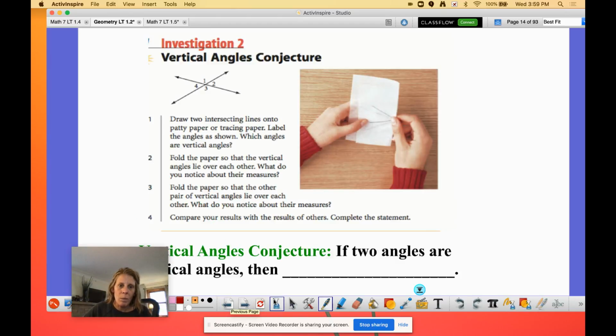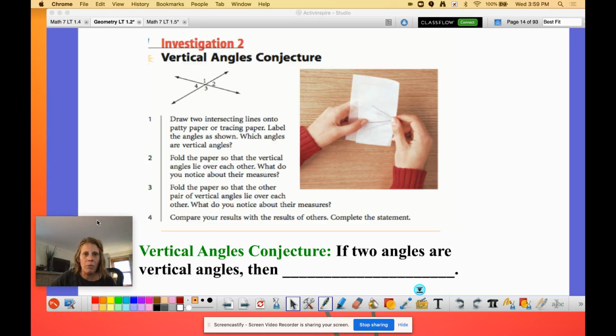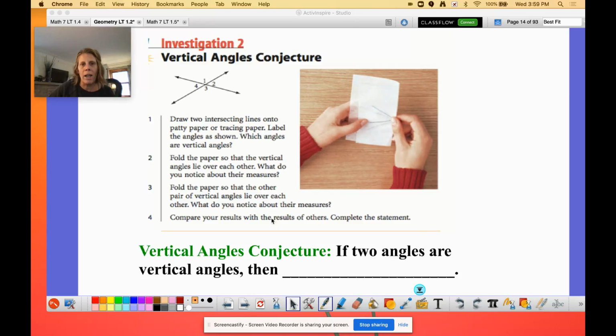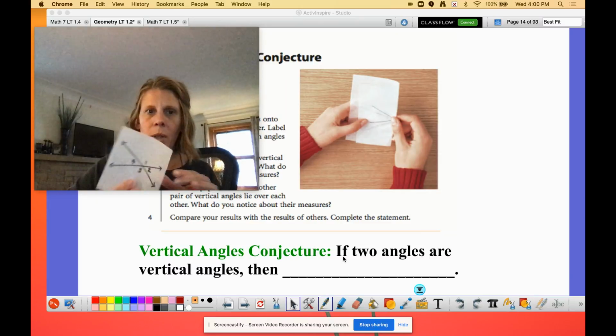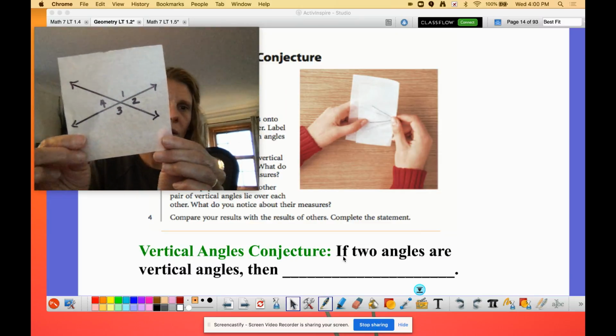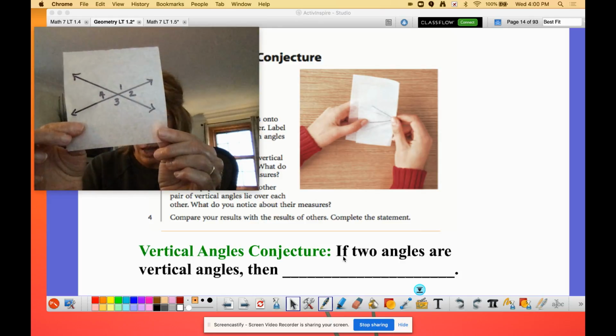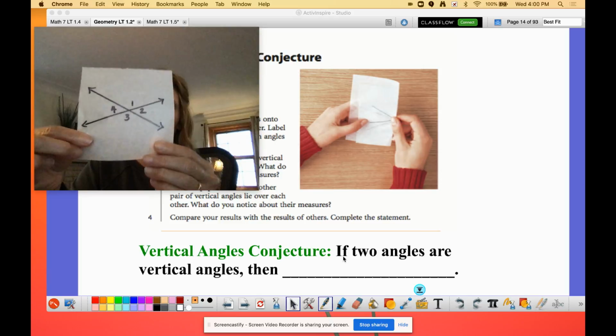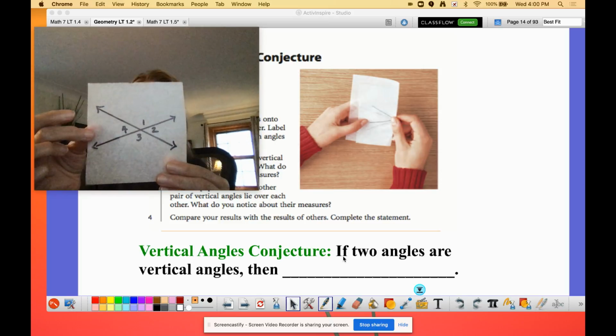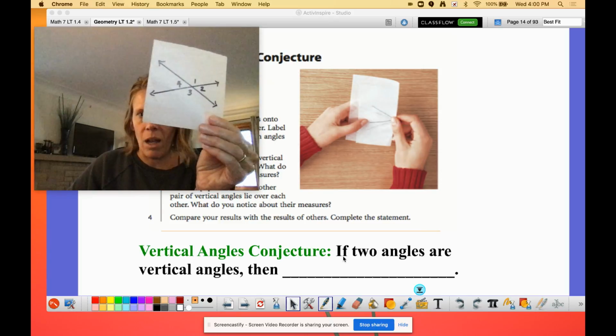All right, one more investigation. You're going to need a piece of patty paper for this one. This is called the vertical angles conjecture. What you're going to do is draw two intersecting lines on the patty paper. You're going to label the angles. I am going to make my screen a little bit bigger so I can show you. Draw two intersecting lines just like the picture shows you there. Then it's going to tell you to fold your paper.